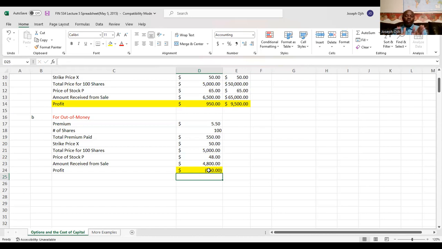Now, because he's going to lose money, remember, an option gives you the right, but not the obligation, to exercise it. So in this case, since he's going to lose money, why would he exercise it and lose $750? Instead, he will just allow the option to expire and lose only $550. Whereas if he exercised it, he would lose $750 plus the $550 he already paid. That's a lot to lose. So to cut down his losses, he just allows the option to expire and loses only the premium he paid for it. So that is how options work.